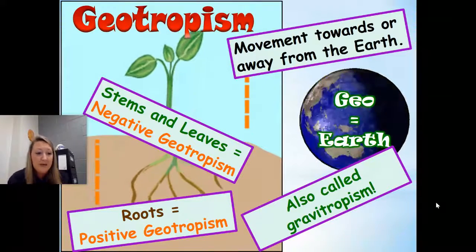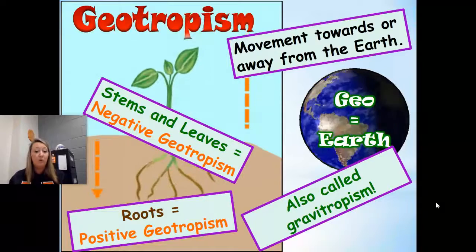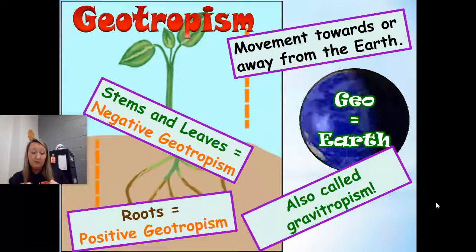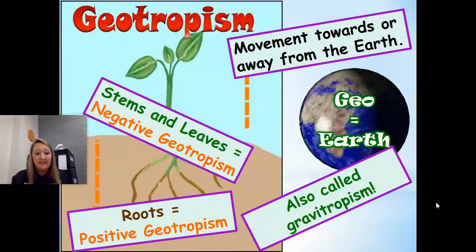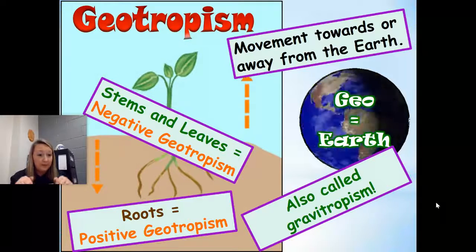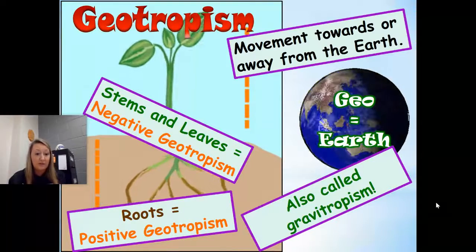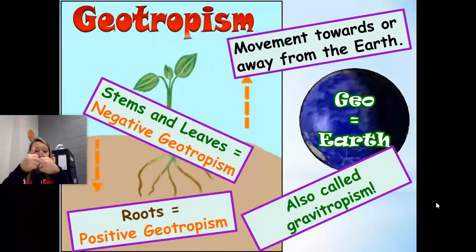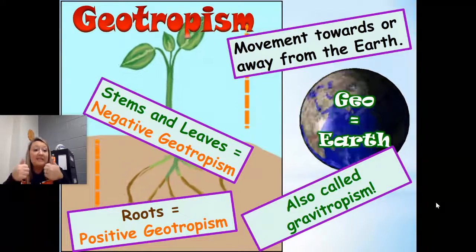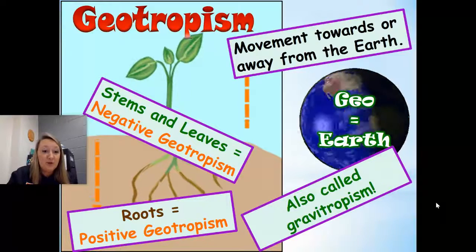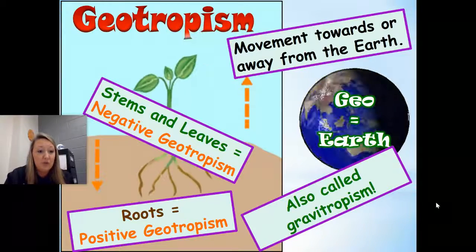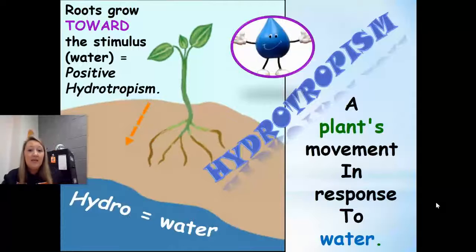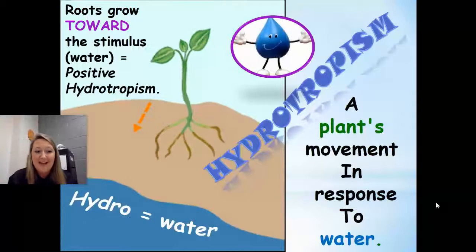So remember, geo means earth. If it's growing towards, that means towards the earth, right? Towards the center of the earth. That's going to be positive geotropism, like roots grow down closer to the center of the earth. Stems and leaves have a negative geotropism. They grow away from the earth, right? They grow towards the sky. So those are the two types of positive and negative geotropism.